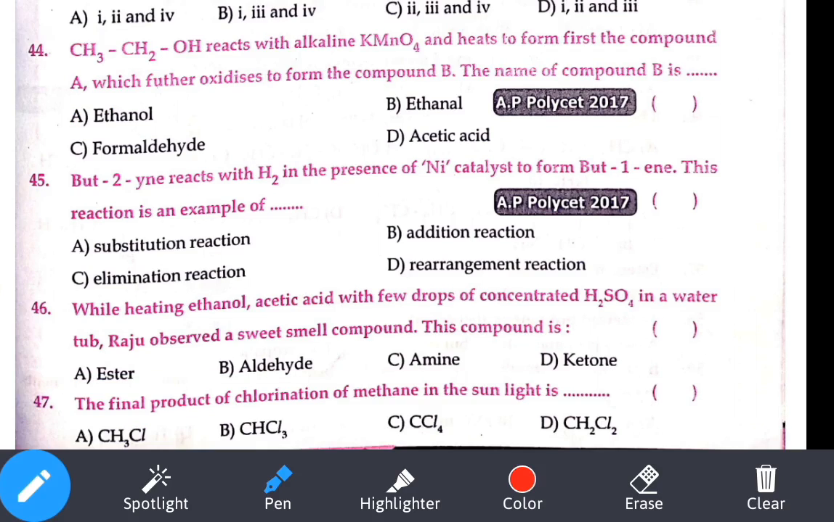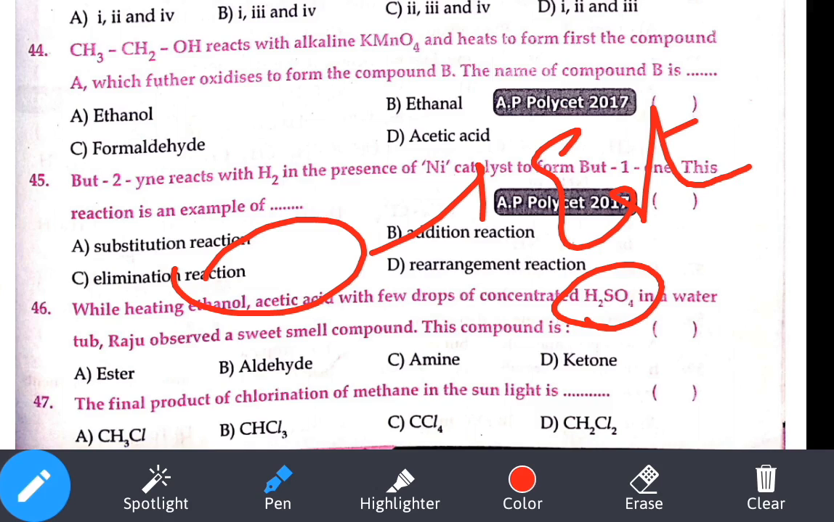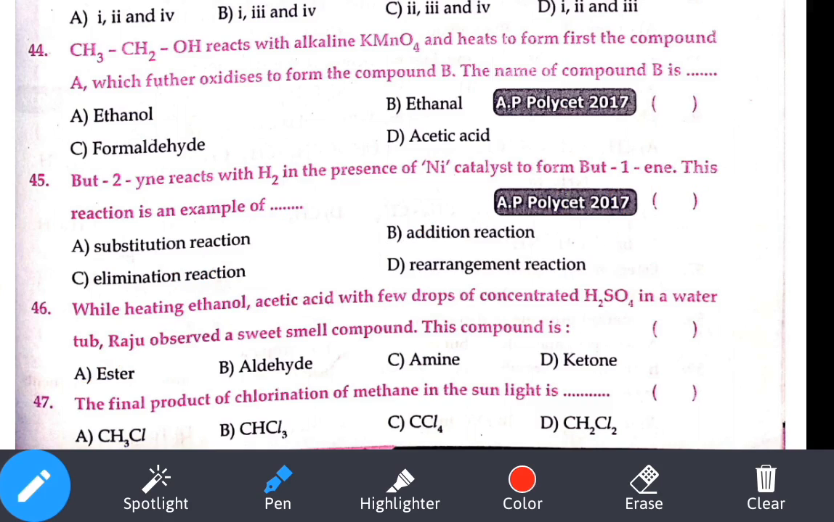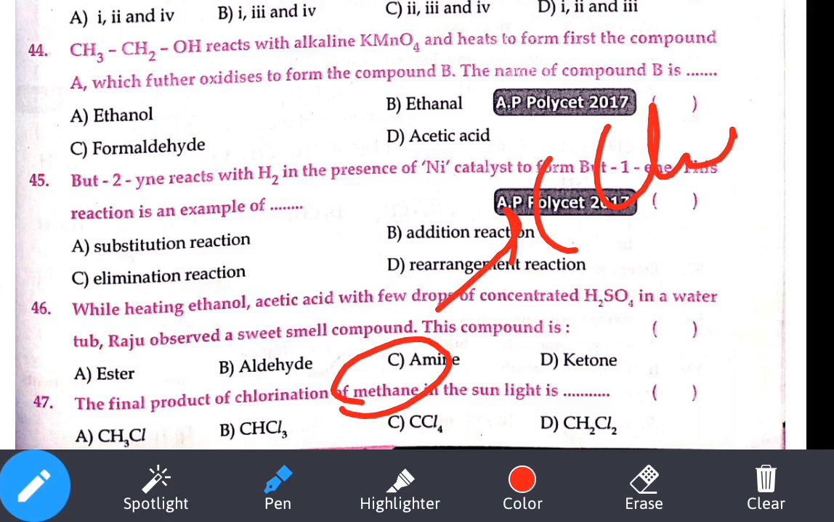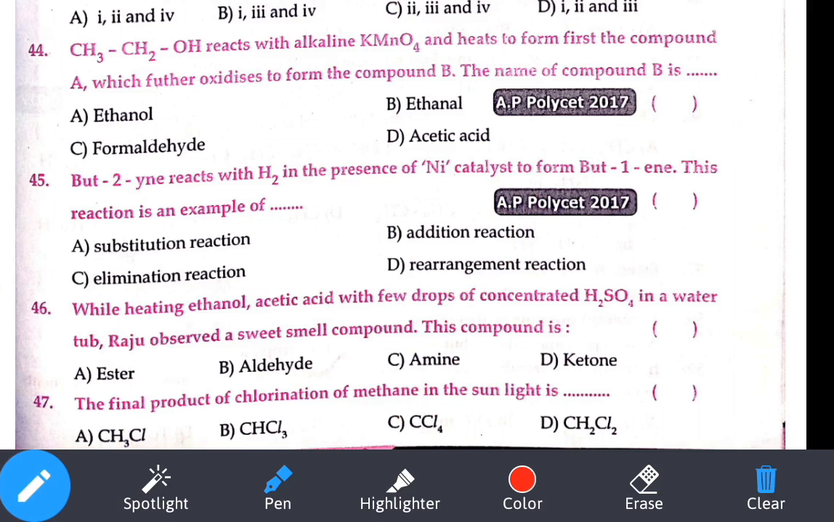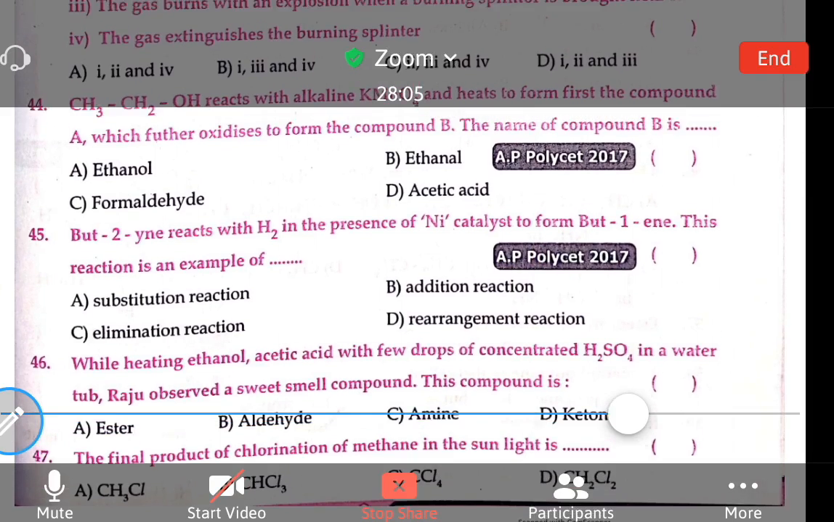While heating ethanol and acetic acid with a few drops of concentrated H2SO4 in a water bath, Raju observed a sweet smell. That is our what? Ethanol and acetic acid means we will get an ester, ethyl ester. So option number A. The final product of chlorination of methane in the presence of sunlight. And the last, what will you get? CCl4 you will get in the last step. That is called carbon tetrachloride, option number C. So 47 questions over, our last few bits.